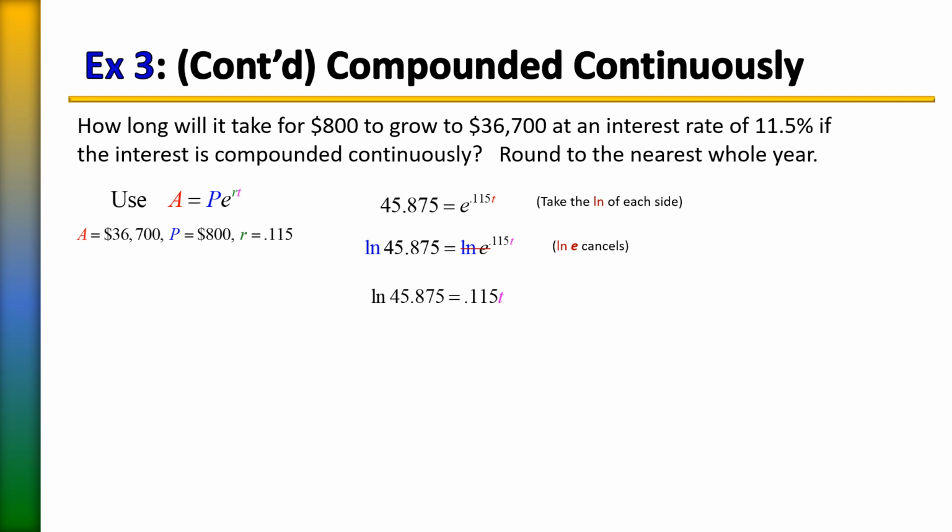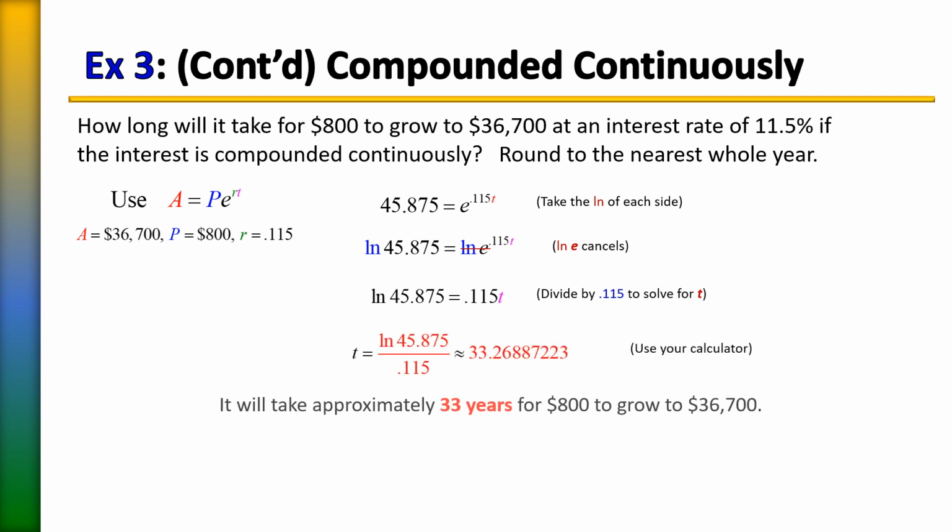One last step to solving this equation is to do what? Well, we want t by itself. Right now it's sandwiched together or being multiplied with 0.115. So to get rid of that, we have to do the opposite operation, which is divide by what you want to get rid of. So we're going to divide by 0.115. Whatever you do to one side, you do to the other.